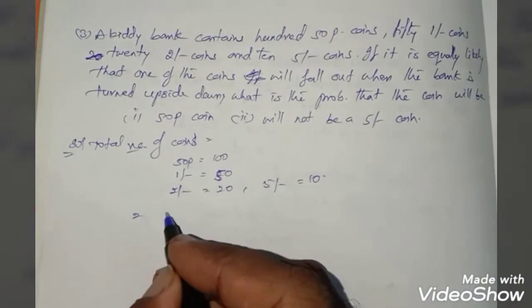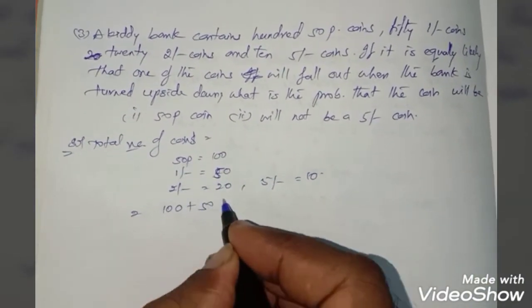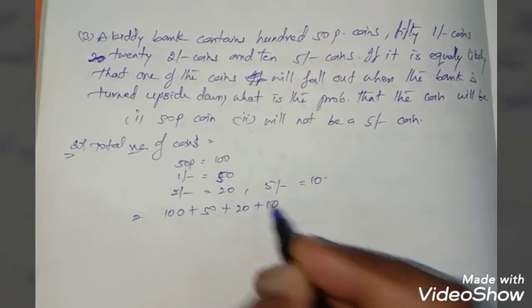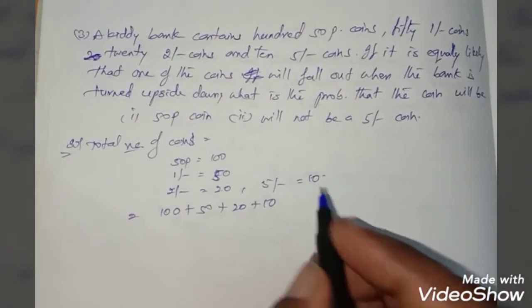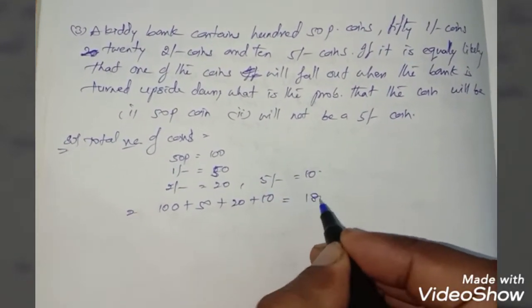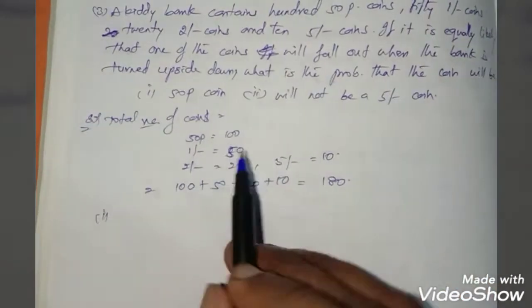So your total coins is nothing but 100 plus 50 plus 20 plus 10. So total you will get here 180. So total coins is 180. Now coming to your first question.